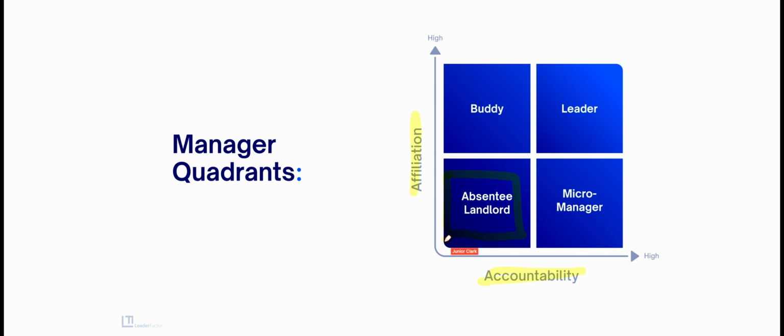I love that label. Tell me about that label. Well, what characterizes the absentee landlord is that you're not there and you don't care. You're not spending the time with the person. You're not present. You're not engaged. You're not invested in the relationship. There's not a lot of feedback. There's not a lot of actual coaching going on. You're an absentee landlord, so you're low on affiliation, the quality of the relationship, and low on accountability.